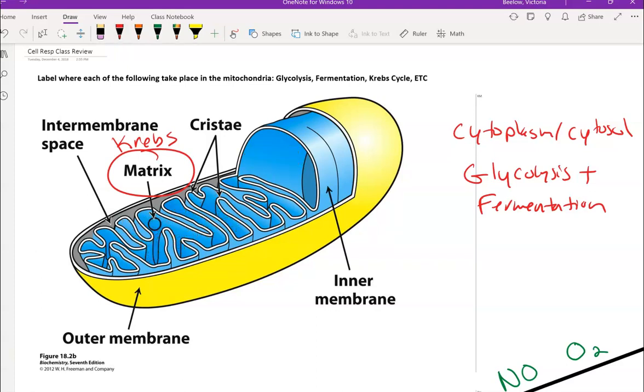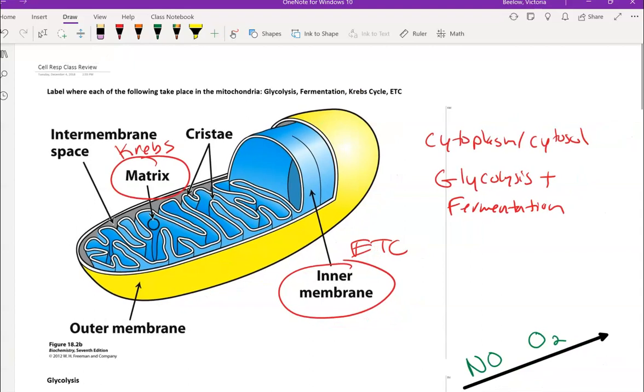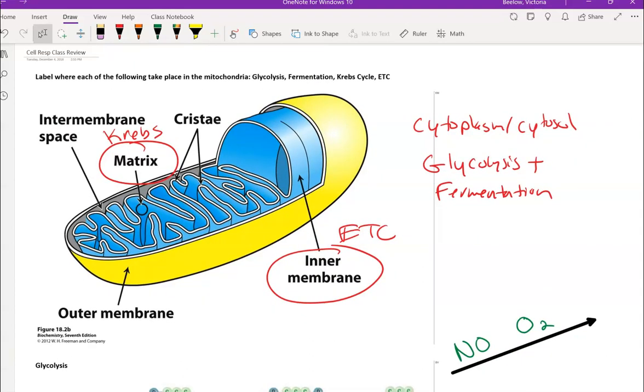And then the ETC, the electron transport chain, is the last step in cellular respiration. And that literally happens on the inner membrane. So this membrane here is where the ETC is located, on that inner membrane. And that is where all of the different steps involved in cellular respiration take place.